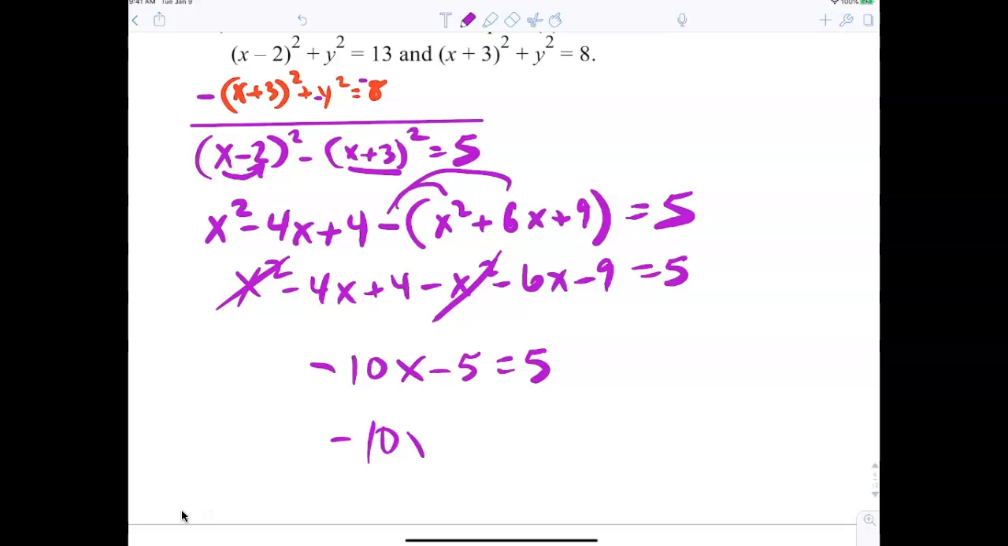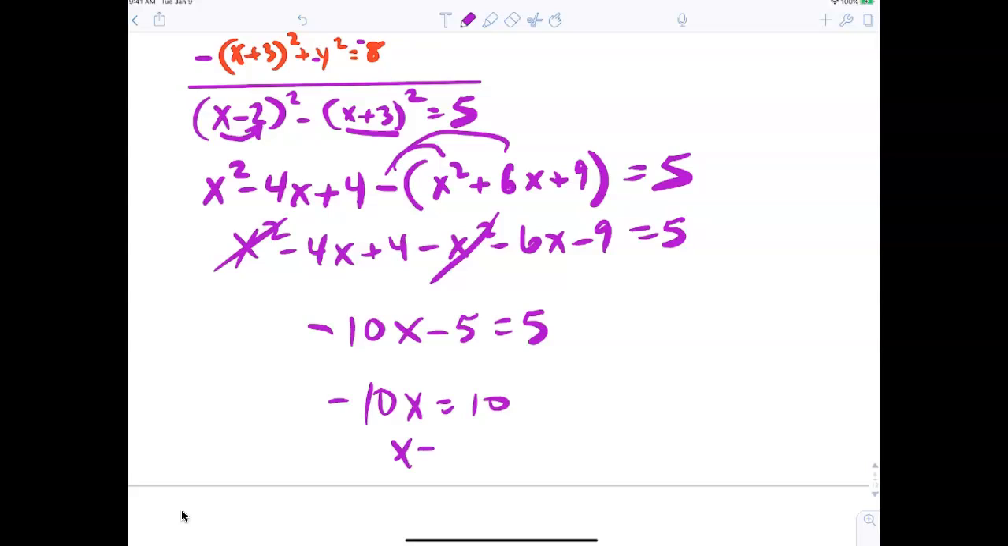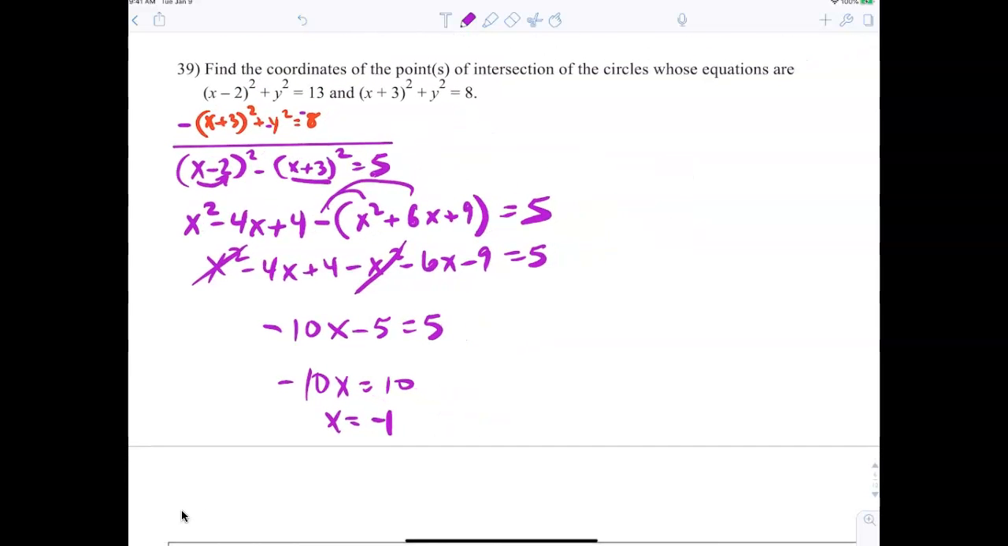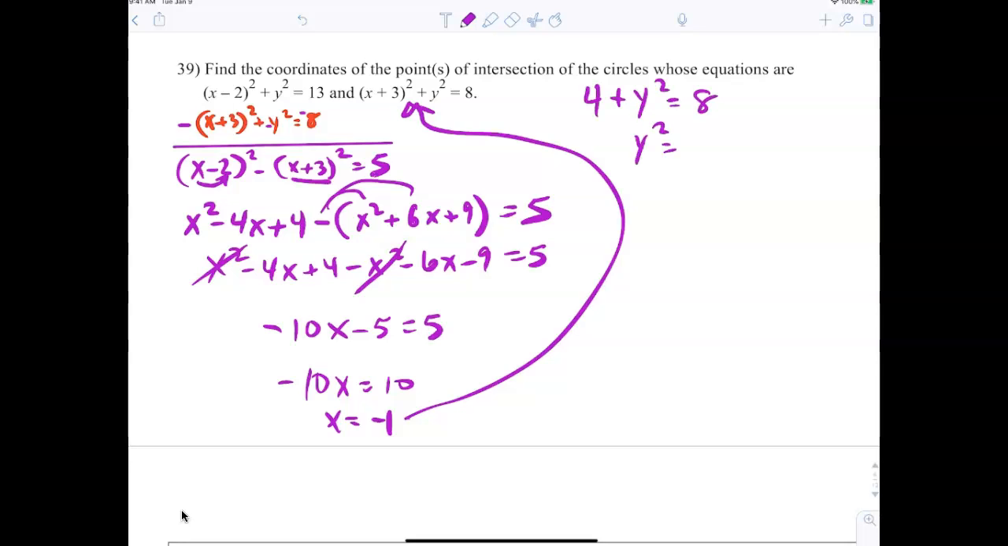Negative 10x equals 10. So x was what? So x was negative 1. All right? Did we just find out x was negative 1? So now I plug negative 1 into the equation. Is everybody with me? So if I plug negative 1 in for x, what's negative 1 plus 3? Squared. So now I have 4 plus y squared equals 8. Y squared equals what?